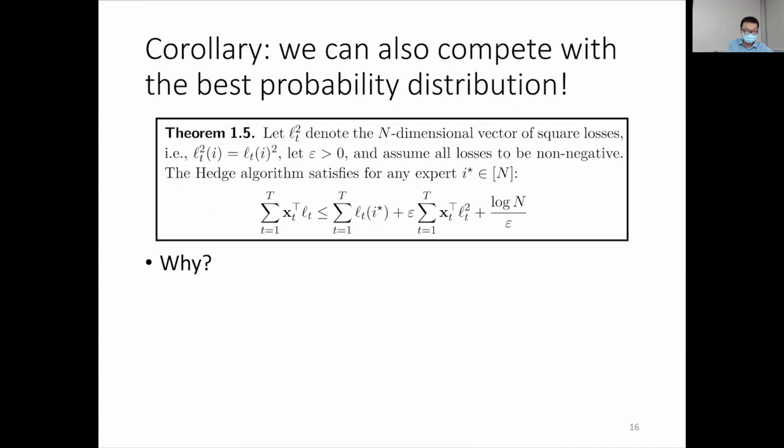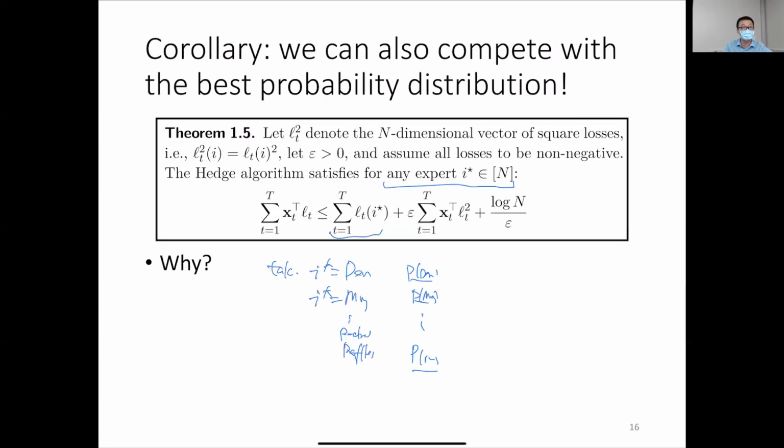It doesn't have to be the one that minimizes the cumulative losses. It can be anything, and this inequality works. So what we can do is take this I star to be Dan, and take this I star to be Ming, and Rachel, and Raffles, and multiply my favorite probability distribution among them. So P of Dan, P of Ming, and P of Raffles, and multiply this on the left-hand side and right-hand side of the above inequality, and then just add them up.